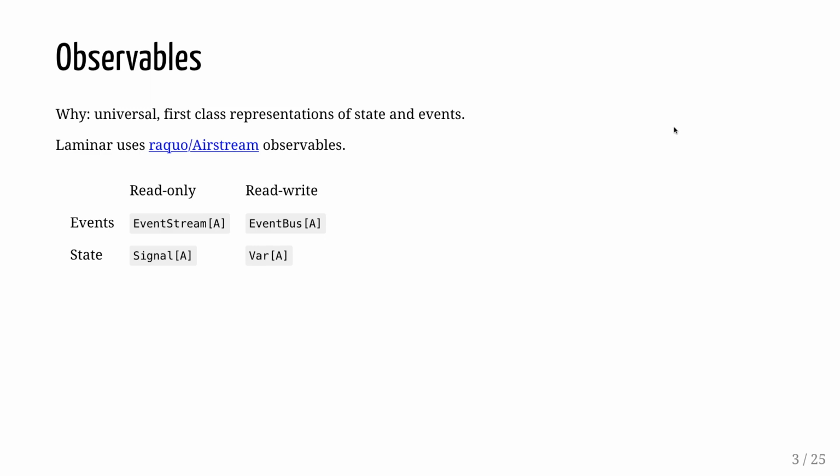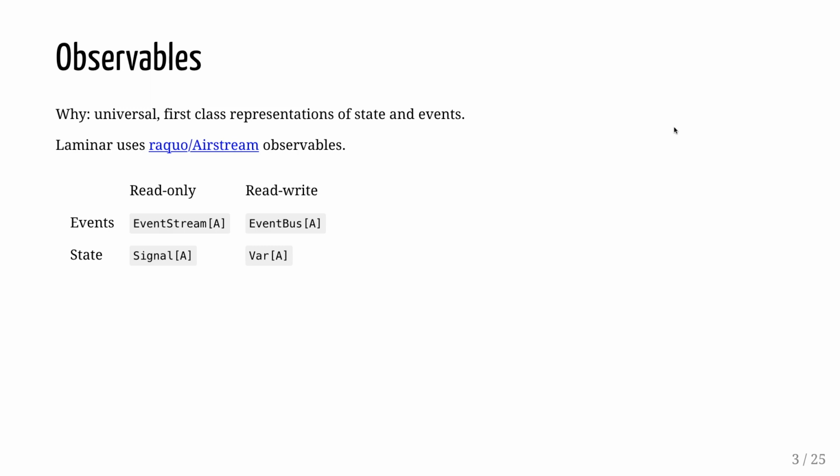But we do need to bring values into the observable chart somehow, and for that we have event bus and the var. You can write values manually into those types. For example, you can write an event manually to an event bus, and it exposes an event stream of all the events that you write into it. And then you can use this event stream, you can depend on it, you can build other observables from that event stream.